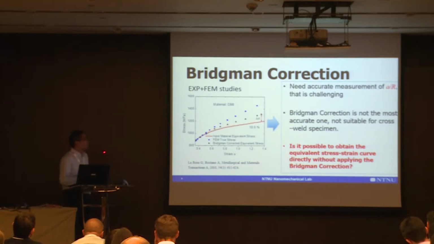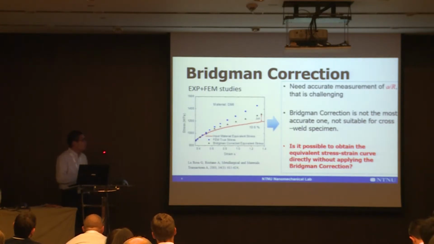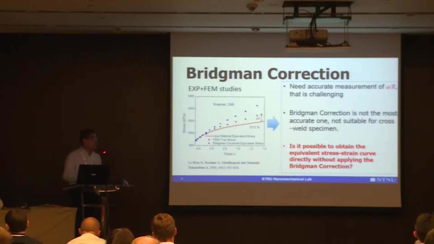For the Bridgman correction method, we need to measure A and R. A can be measured accurately, but R sometimes is very difficult to determine accurately. And the Bridgman correction method is not very accurate sometimes, for example, in this figure. Also this Bridgman correction method is mainly for homogeneous material. It is not suitable for the cross-weld specimen due to the inhomogeneous environment and the unpredictable fracture location.